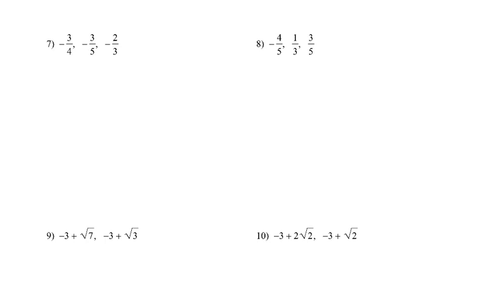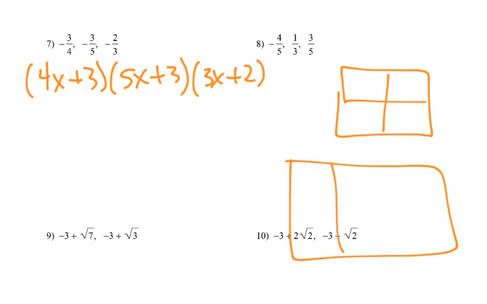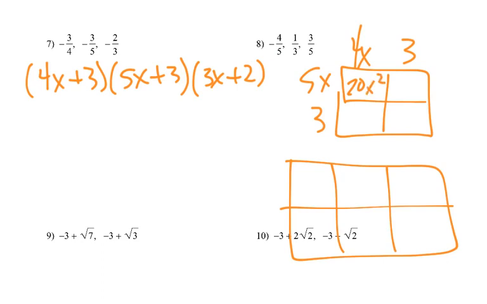Okay, so I'd have 4x plus 3 times 5x plus 3 times 3x plus 2. So first off, I start with this one, then I'm going to have to do this one. Okay, so you can kind of try to shortcut it like this and go 4x and 3, 5x and 3, so 20x squared, 15x, 12x, and 9. So 20x squared, that would be 27x, and that was supposed to be 9.